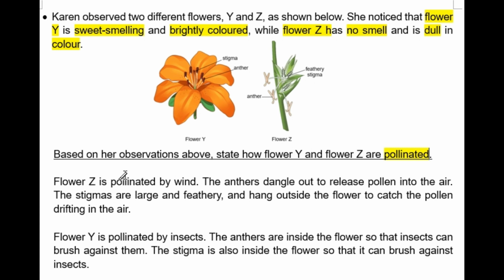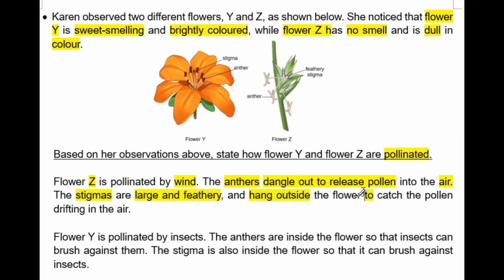Flower Z is pollinated by wind. The anthers dangle out to release pollen into the air. The stigmas are large and feathery, and hang outside the flower to catch the pollen drifting in the air.